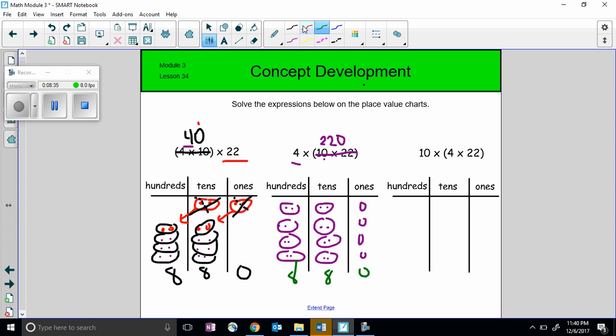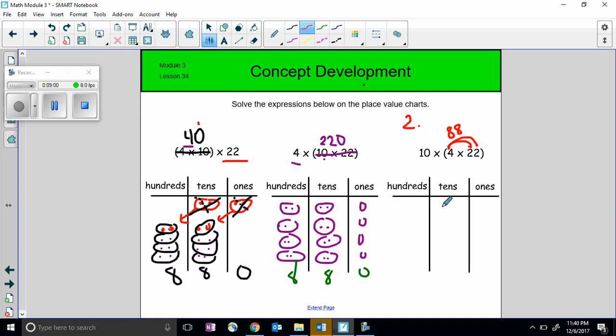Alright, this is going to be the last one. But this time, I'm going to set it up. You're going to finish it. Go ahead and write a 2. This is part of your math notebook. So the first thing you're going to do is 4 times 22. First thing, 4 times 20 is 80. 4 times 2 is 8. So that gives me 88.